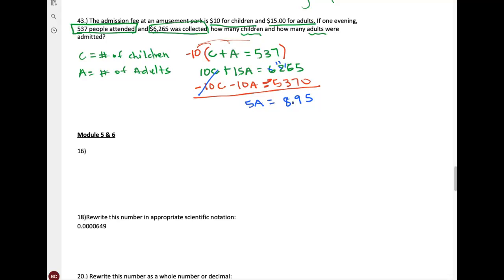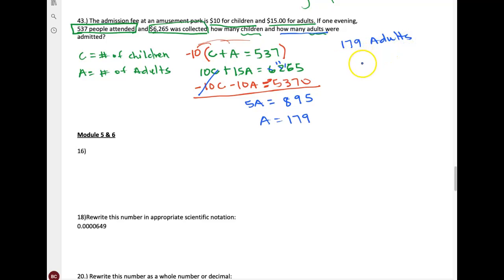Right, and then I need to divide that by 5. I came up with 179. So A is 179. So what is it that I found? Well, this is how many adults, right? So there were 179 adults, right?